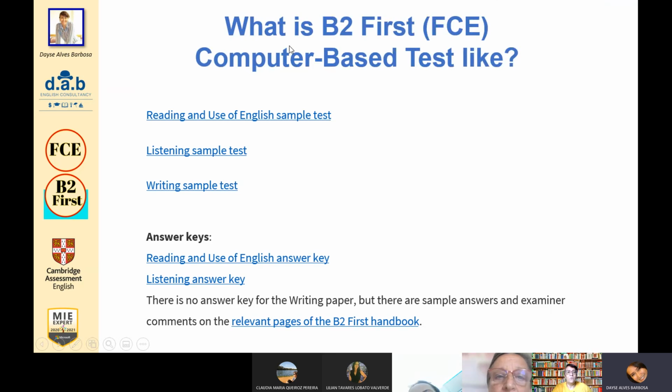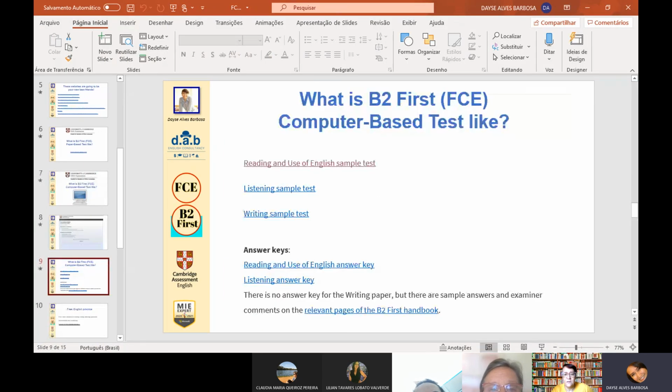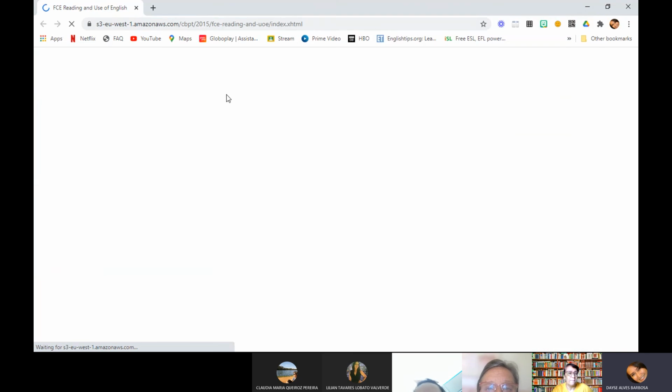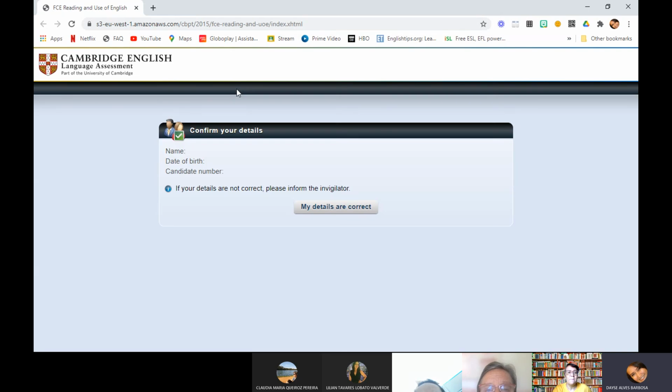Well, what is the B2 computer-based test like? Here we have samples of the writing, of the computer-based test. Let me just click on one. When you do it on your own, you will be taken to the same website. Let me just do a presentation here to see if it opened. Yeah, it's opening. So this is an online sample of the FCE Reading and Use of English. The internet's a bit slow here, you see?